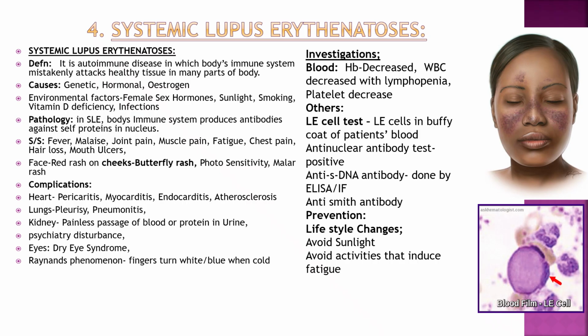Systemic lupus erythematosus is an autoimmune disease in which the body's immune system mistakenly attacks healthy tissue in many parts of the body. Causes can be genetic, hormonal like estrogen, environmental like female sex hormone, sunlight, smoking, vitamin D deficiency, infections. In SLE, the body's immune system produces antibodies against self proteins in the nucleus. Symptoms can be fever, malaise, joint pain, muscle pain, fatigue, chest pain, hair loss, mouth ulcers, red face, rash on cheeks, called butterfly rash or malar rash, photosensitivity.